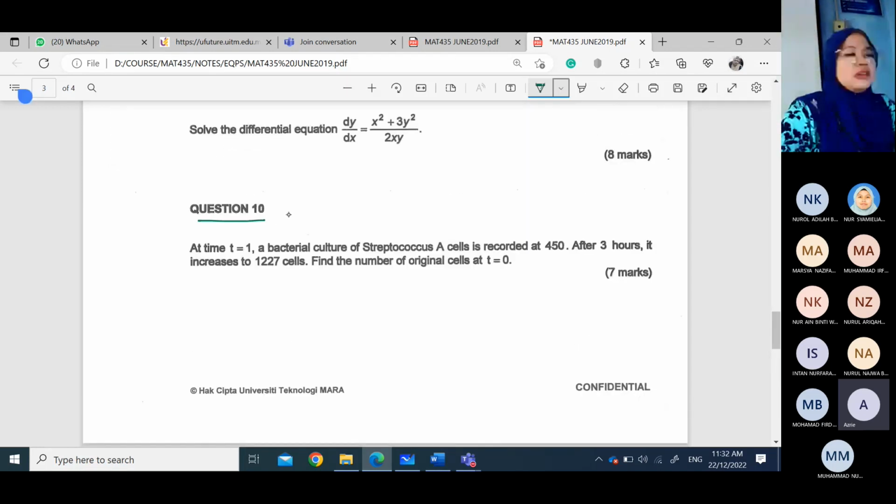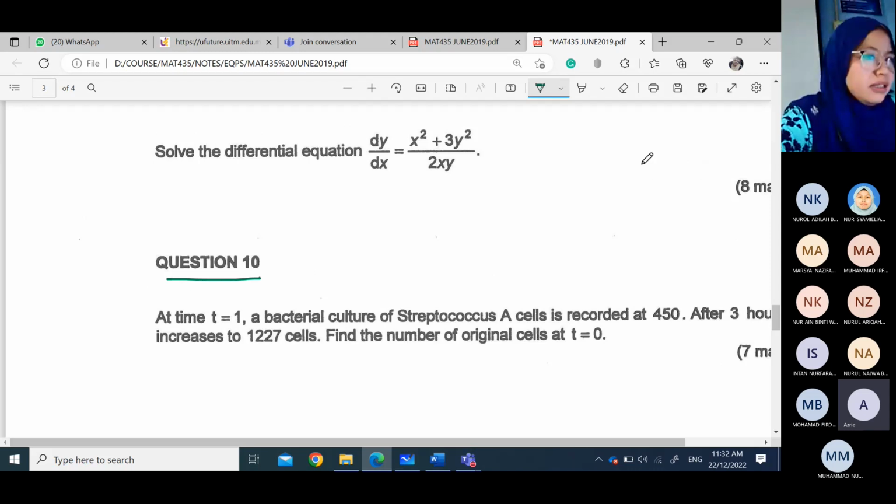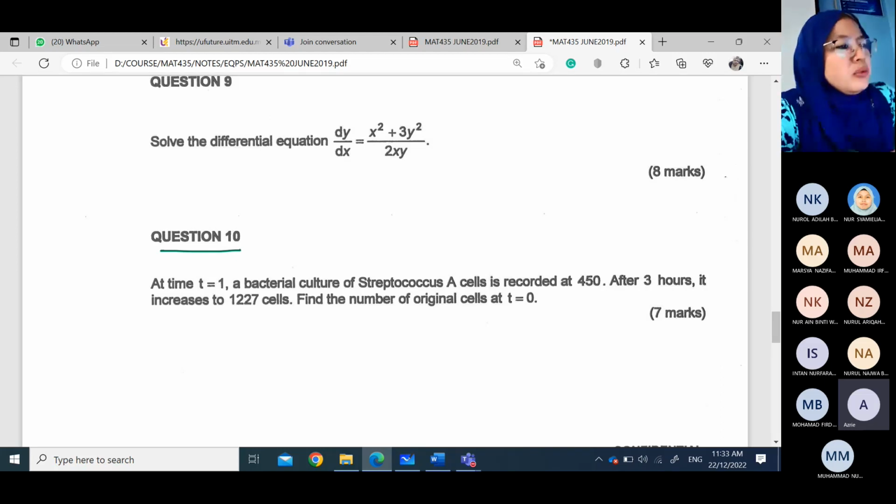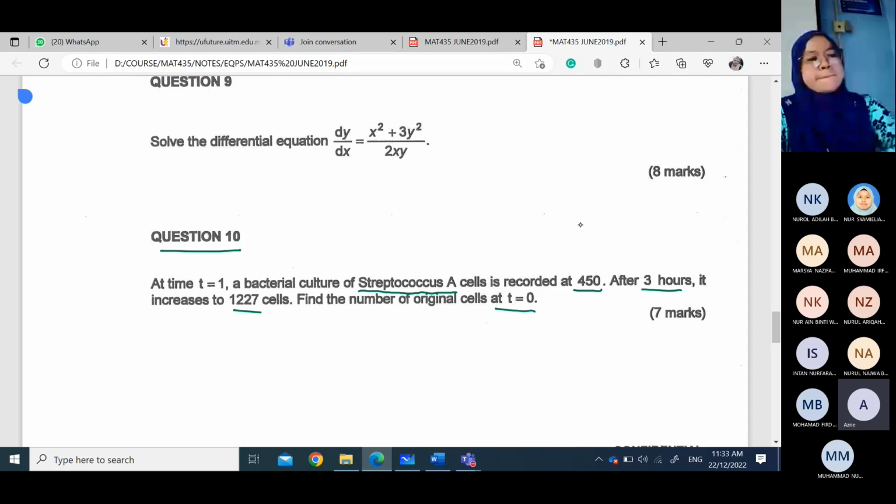Okay, question 10. Cuba buat. At time t equals to 1, a bacterial culture of Streptococcus A cells is recorded at 450. Okay, so ni nama bakteria tu, Streptococcus A. After 3 hours, it increases to 1,227 cells. So find the number of original cells at t equal to 0.